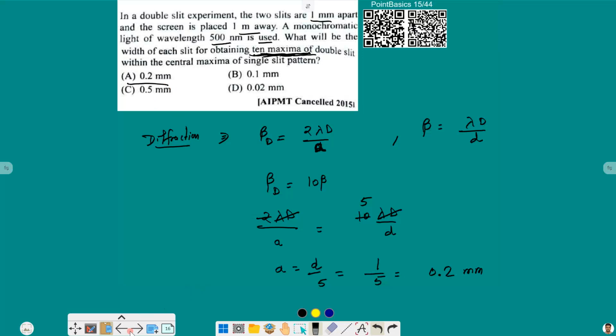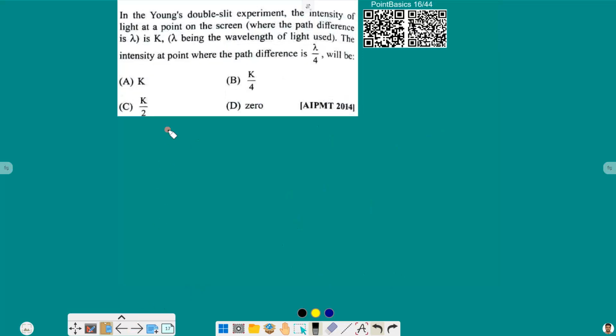Let us move ahead. In the Young's double slit experiment, intensity of light at a point on the screen where path difference is lambda is k, lambda being the wavelength used. What is the intensity at the point where path difference is lambda by 4?